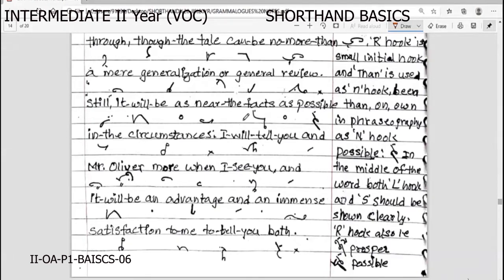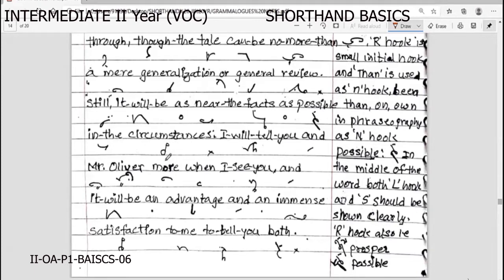Near the facts. F and A. So you're writing F above the line, A and KN, TN, circles, facts. As, circles above the line. Possible. P plus O, for, circles and bull. The circles and bull should be shown clearly. Possible. In the. N above the line is in and tick the in the.